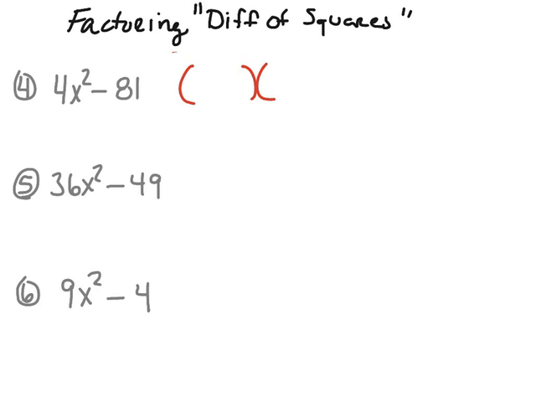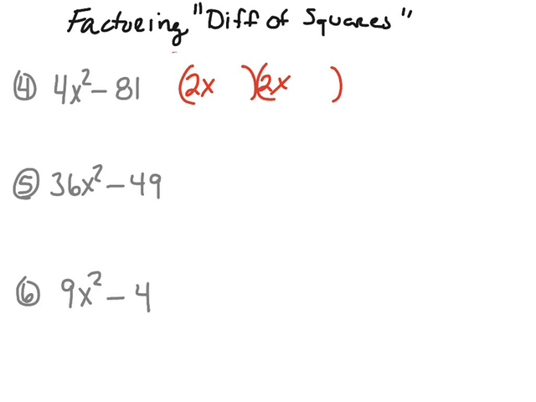Just like the first three examples, we're going to start with two sets of parentheses. To get a 4x squared, we're going to need to multiply a 2x times a 2x. Notice what I did there was take the square root of 4. The square root of 4 is 2. Matter of fact, the square root of x squared is x. When we multiply a 2x with another 2x, we get a 4x squared.